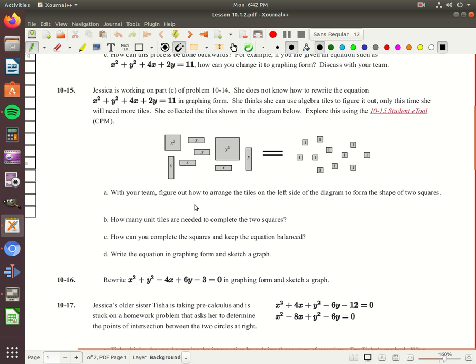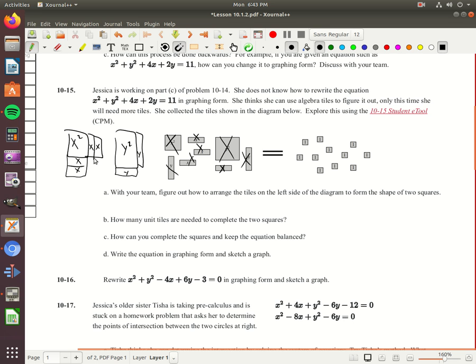You can kind of read through with your team, figure out how to arrange the tiles. Remember, we put the X's together and the Y's together. We added how many we needed to complete that square. So again, I had an X squared here, and I had 2 X's here, and I had 2 X's here, and I had this Y squared. That took care of the X squared and the 4 X's. And then I had the Y squared with a Y here. That took care of all these.